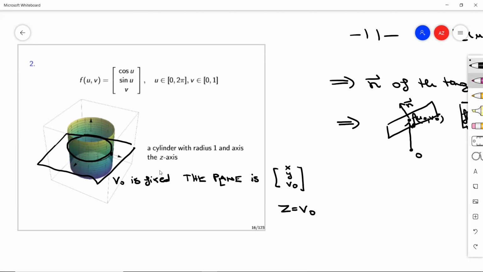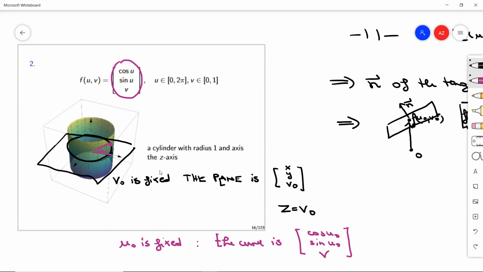But now if you fix U0, then we are always on the same cosine U, sine U is the same. So we are on the same point, let's say this is in the XY plane. This is U0. So this point is fixed and V varies. So the curve is cosine U0, sine U0, and then V varies. So we go up and down. The coordinate curve is a line.